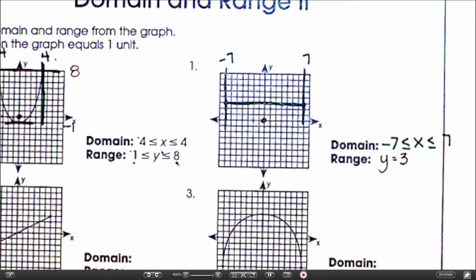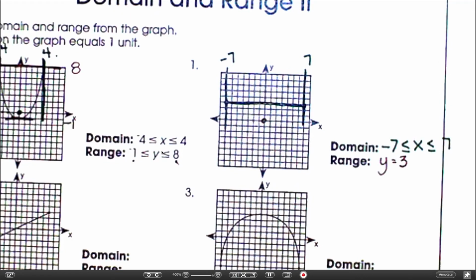Think you can handle that side? Yeah. Okay. Let's go to the back.